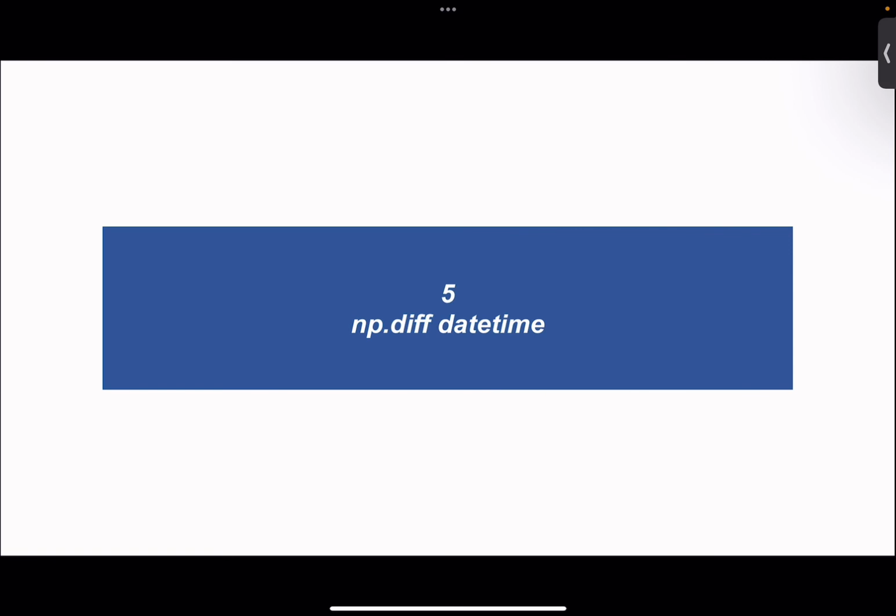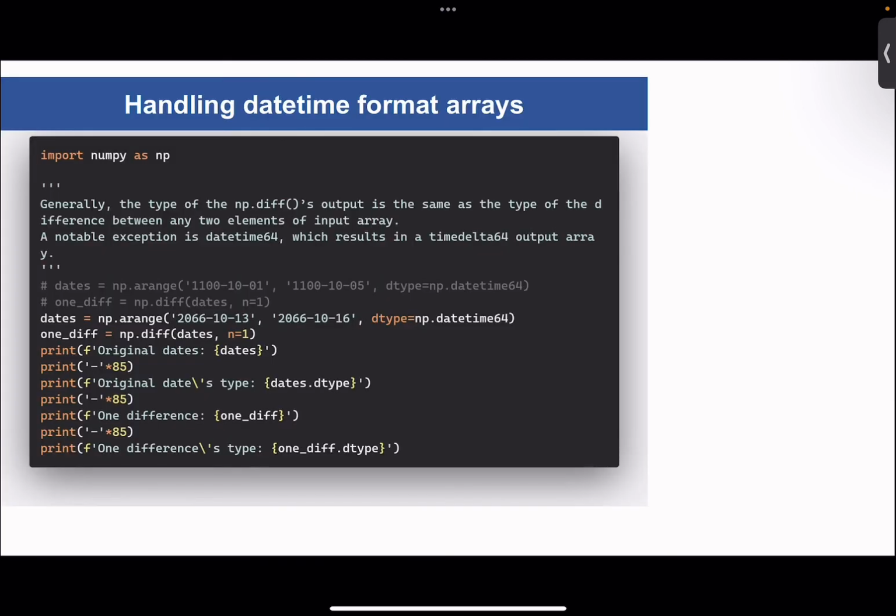And our next part is about np.diff datetime. So in our previous examples, we have only dealt with numerical values, but good news, the np.diff method can also be used to actually handle datetime format arrays. And here is an example of handling datetime format arrays.